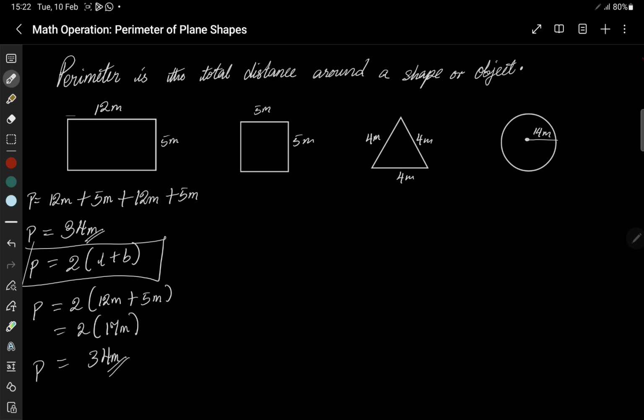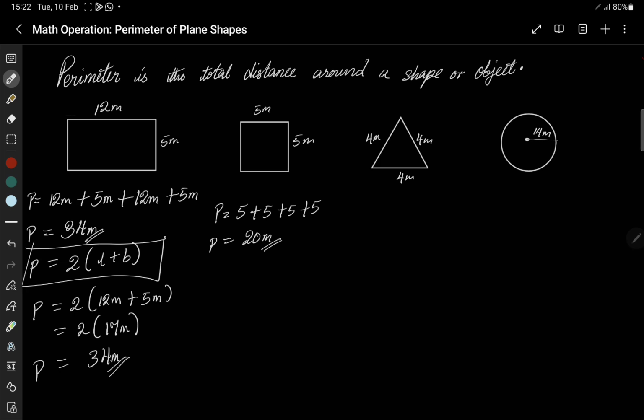For the square, you could also decide to do your perimeter is equal to 5, which is for this, plus 5, plus 5, plus another 5. Remember that all the sides are equal, isn't it? So perimeter is equal to 5 plus 5 plus 5 plus 5. That would give us 20 meters.